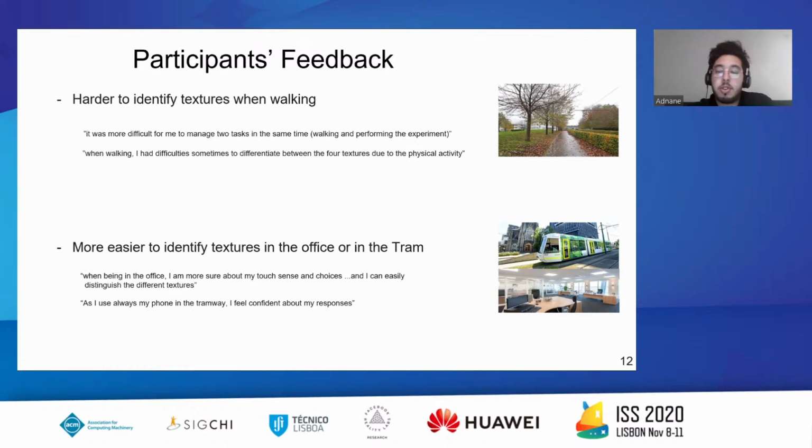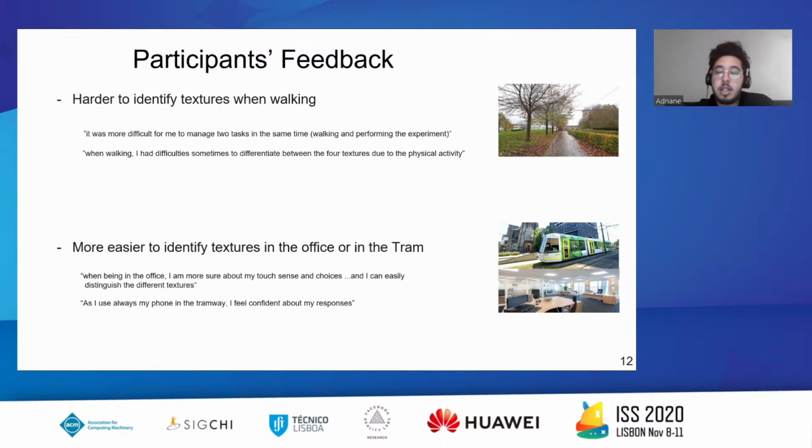For the qualitative results, most participants felt that when walking in the street, identifying the perceived texture is harder and more mentally challenging than when being in the reminder activities, which was correlated with the user response to the NASA TLX questionnaire and the participants' remarks collected during the experiment. As we can see, one clearly stated that it was more difficult for him to manage two tasks simultaneously, which are walking and performing the experiment.